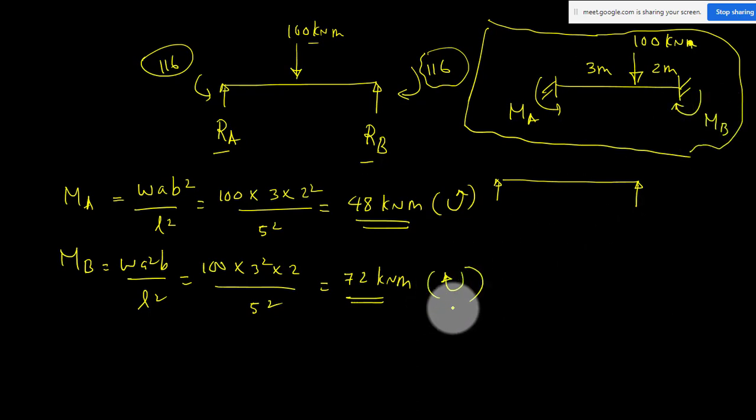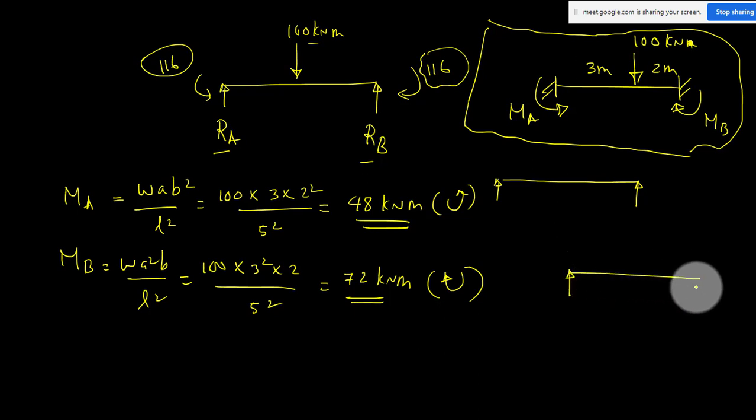Some people used to keep some sign, positive, negative. No need, because you know the direction, so you can keep only the correct direction along with the correct magnitude. So MA and MB are solved. The next step is to solve the reactions, or to draw the moment diagram. First you have to solve the reactions. You draw the free body diagram.